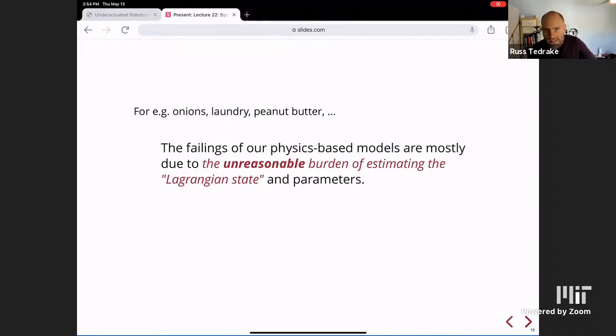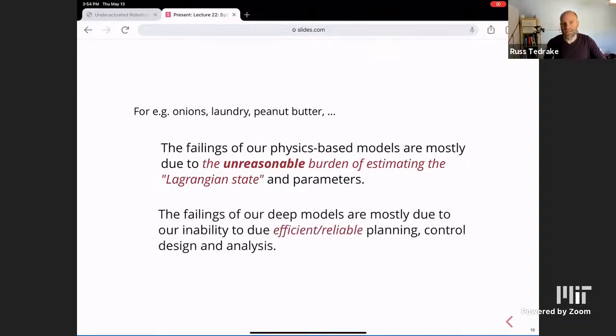And I say, hold on, I don't know if that's right. I think the problem with the physics-based models is actually that we don't know how to do state estimation, or we shouldn't have to estimate the full Lagrangian state, right? And I fully admit that that's a big problem, and that's a hard problem. And describing every molecule of the peanut butter should not be necessary for the task, okay? Or describing the whole state of my shirt.